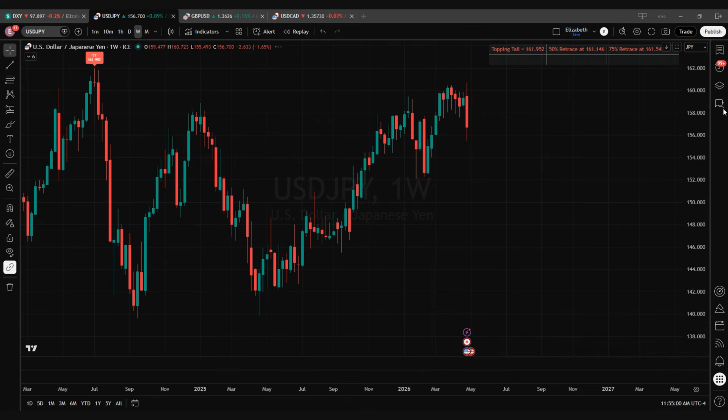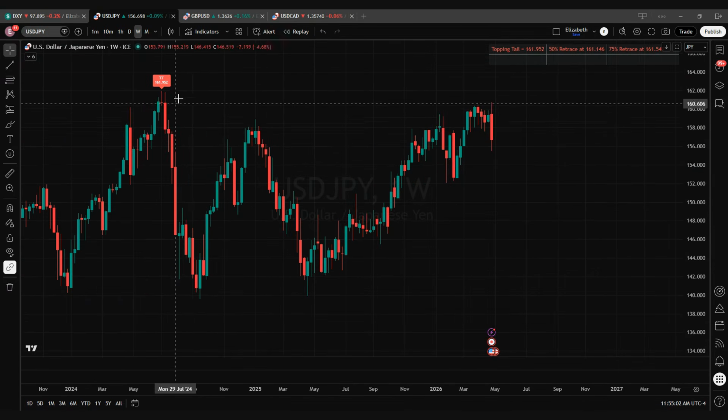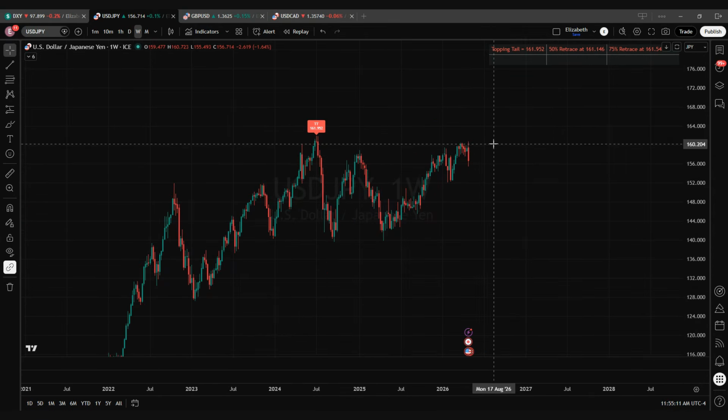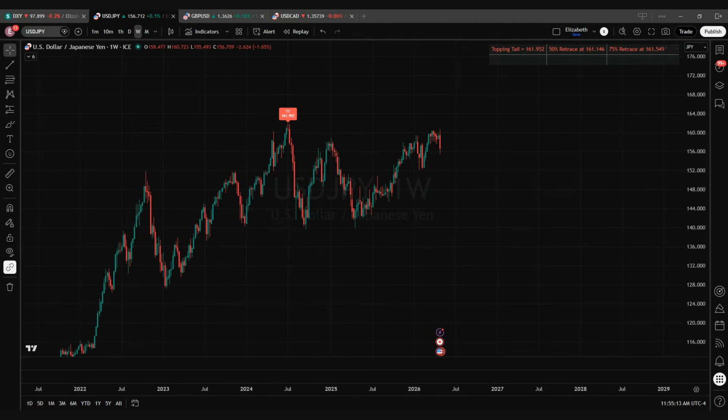But let's zoom out to the weekly. Let's see what the overall trend has been. We've got this topping tail here. Actually, it's a pretty nice one. 161.952 is the high there at that topping tail. I do like that.